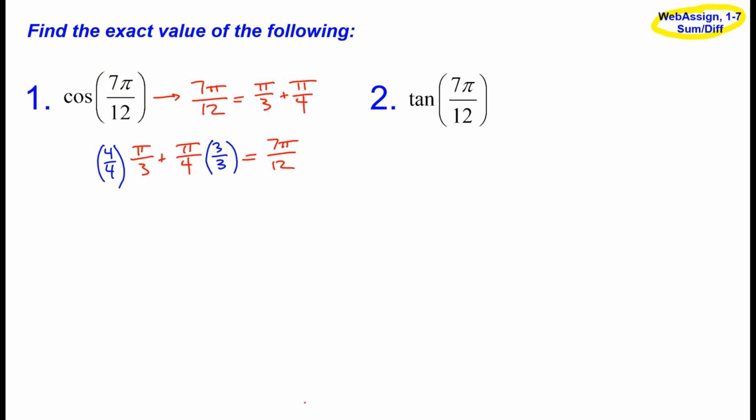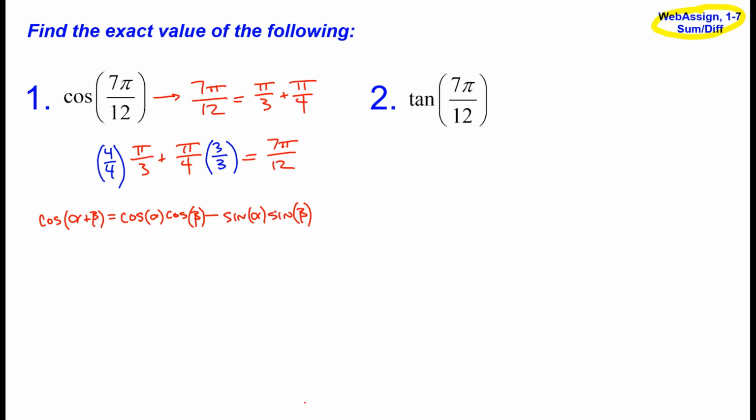The formula for cosine alpha plus beta is this. Cosine alpha plus beta equals cosine alpha times cosine beta minus, remember sine is the same, cosine is different, sine alpha times sine beta. Okay, so now it's just a matter of plugging in the values I know and then simplifying.